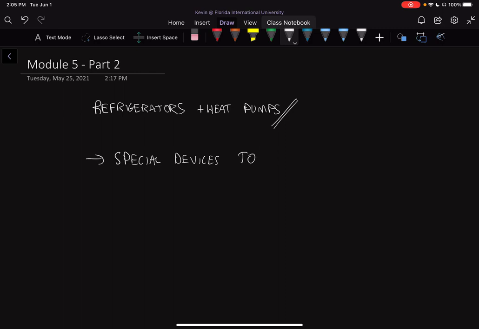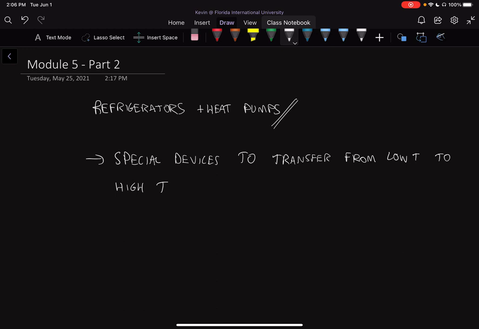Okay, so they're special devices to transfer heat from low temperature to high temperature. And this is essentially how a refrigerator works. It takes heat from a low temperature environment, which would be the inside of your refrigerator, and moves it to the outside, or to your room where your refrigerator is.